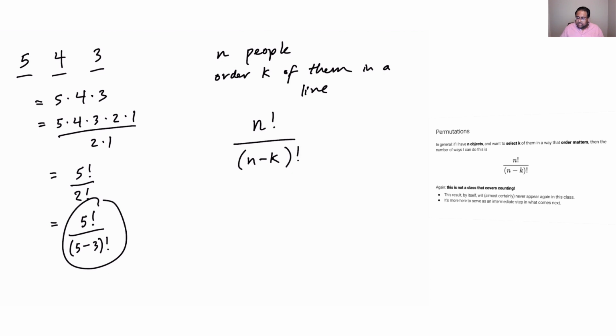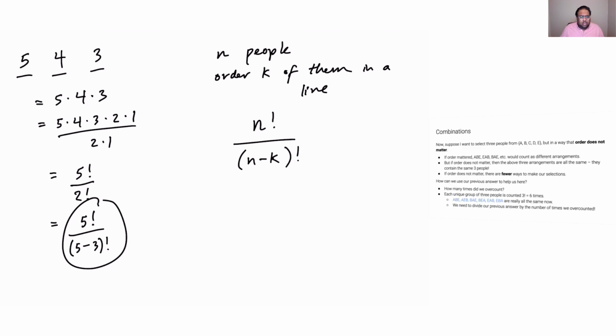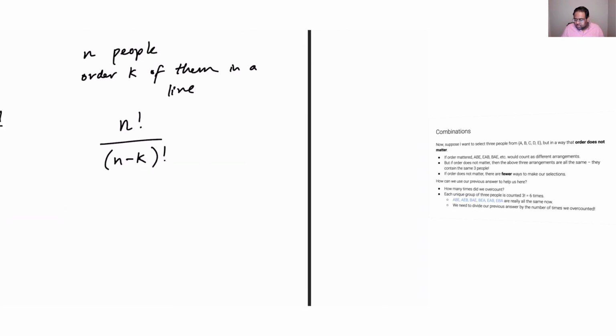But in general, the number of ways you can order k items from a group of n such that order matters is n factorial divided by n minus k factorial. So what you may be wondering is, you said order matters. What exactly does that mean?